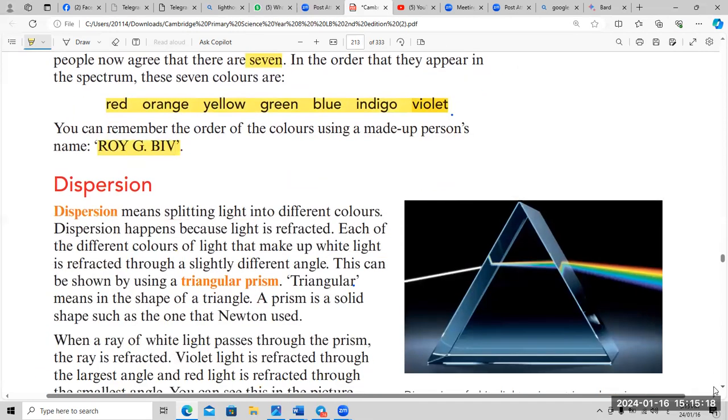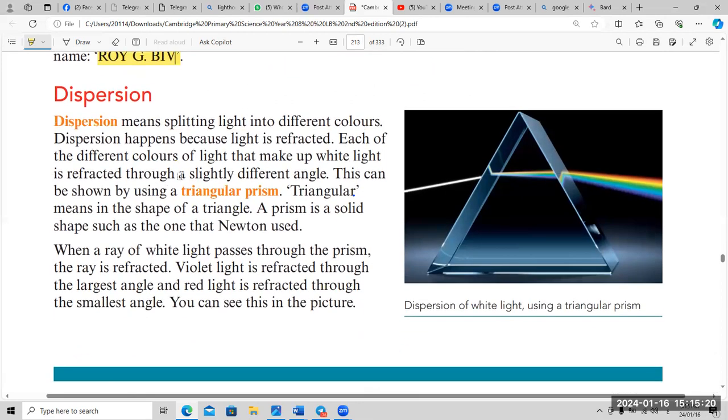What is the definition of dispersion? Before we read these 2 paragraphs, we should look at the picture here. What is this? It is a triangular prism. This is the name of this tool made of glass. It is named a triangular prism. What happens if we use a triangular prism? It causes dispersion of white light into 7 colors.